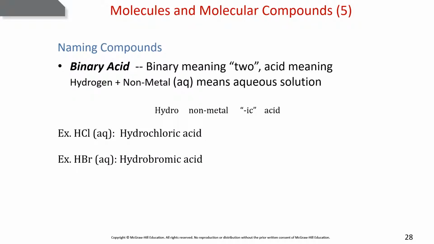Binary acids, again, binary meaning two, acid meaning it's going to be the hydrogen and a nonmetal with a parentheses next to it, aqueous, the AQ. That AQ just means it's an aqueous solution. So we name these by using the word hydro, naming the nonmetal, and adding the IC ending. So HCl, H for hydro, Cl, chloro, with an ic ending. So hydrochloric acid. HBr, hydrobromic acid.